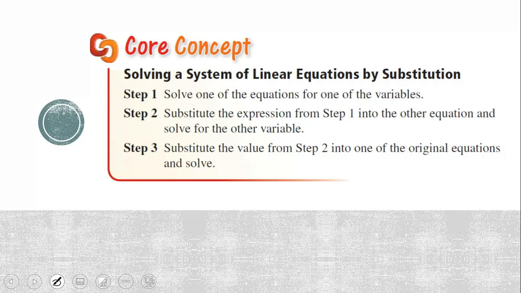So first step, have one of our equations in either y equals or x equals. Then we're going to substitute that into the other equation. Following that, we're going to solve for the variable. We'll get either what x is equal to or y is equal to. And then we're going to solve for our second variable to get an ordered pair.